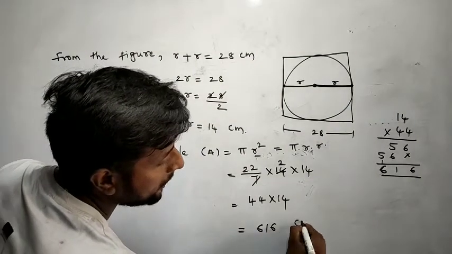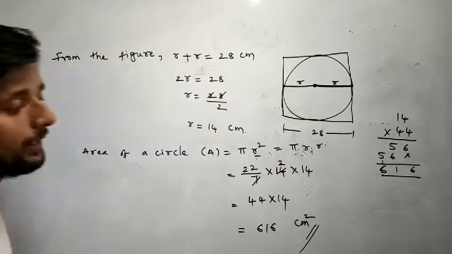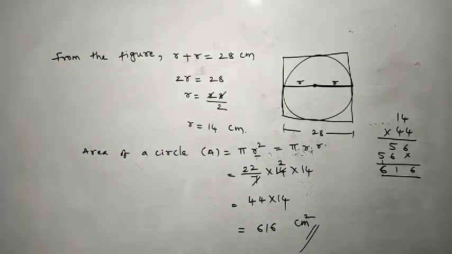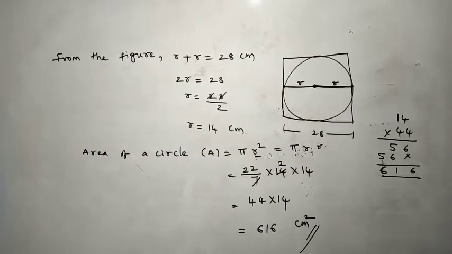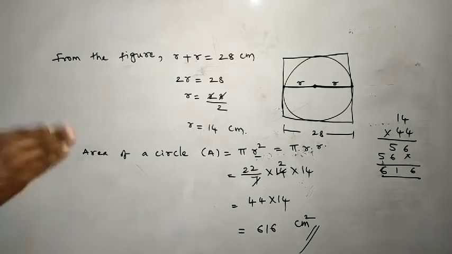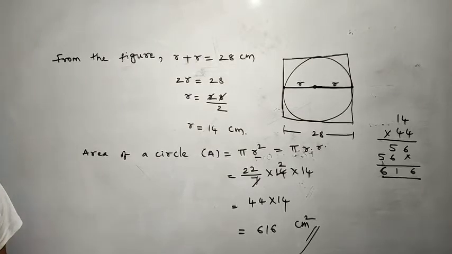616. We are talking about area. So area is always with a square unit. Got it? Yeah. So that is the area of the circle which is inscribed in the square. Okay. And later we'll find one more diagram.